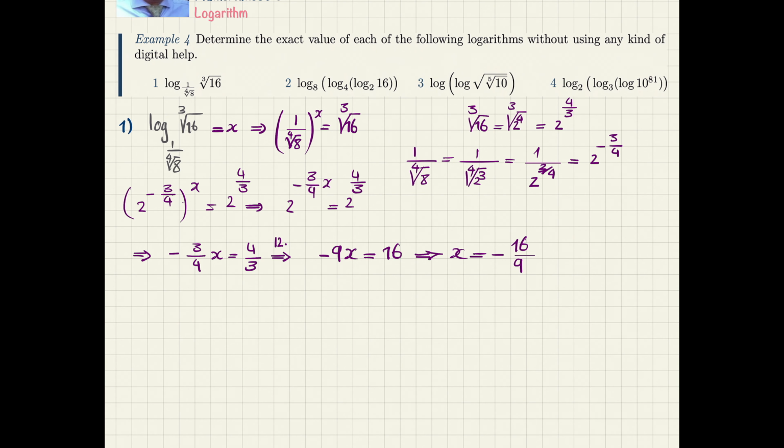So you can write this, which was not easy at all to guess: the log of the 3rd root of 16 in base 1 over the 4th root of 8 is equal to a negative number, minus 16 over 9.